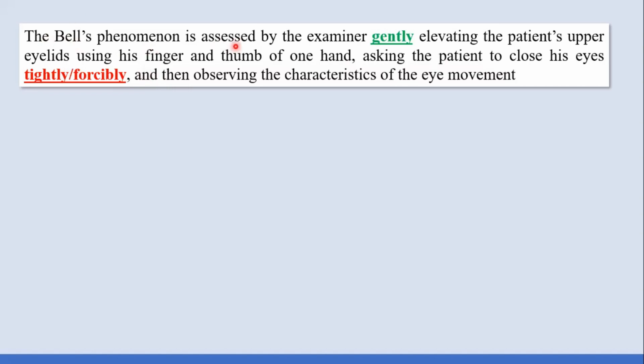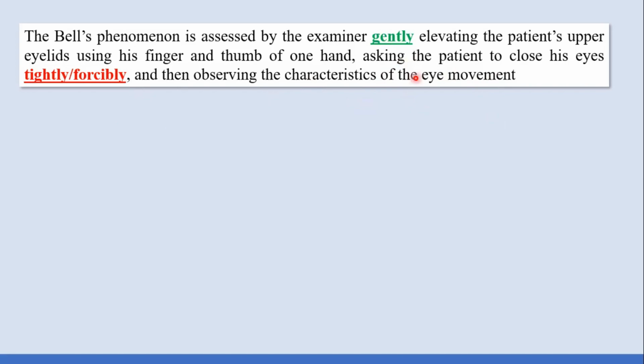Bell's phenomenon is assessed by the examiner gently elevating the patient's upper eyelids using finger and thumb of one hand. Notice here gently, because whenever we do some clinical technique or any test, we try to be gentle. So the first step should be elevating or retracting the upper eyelid, sometimes both eyelids, gently. Then ask the patient to close his eyes forcibly or tightly, and then observe the characteristic of eye movement. This was taken from a reference, by the way.